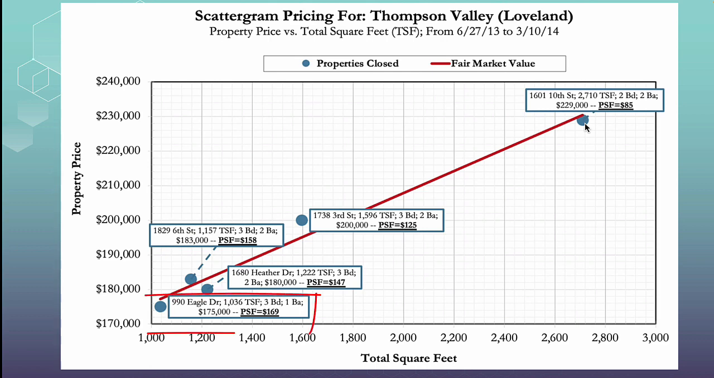At the very bottom, the price per square foot is $169. At the very top, at the same trend line, with the dots just slightly below the trend line, the price per square foot is $85 a square foot. So right off the bat, you can see there's a huge difference in price per square foot, almost a 2x difference, and both of these are right on the same trend line. So just right off the bat, it's easy to see that price per square foot and scattergram pricing is not the same.